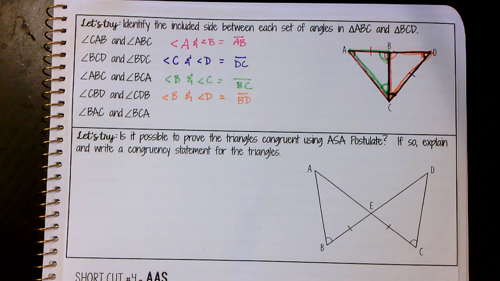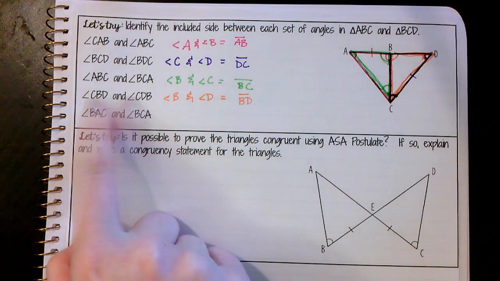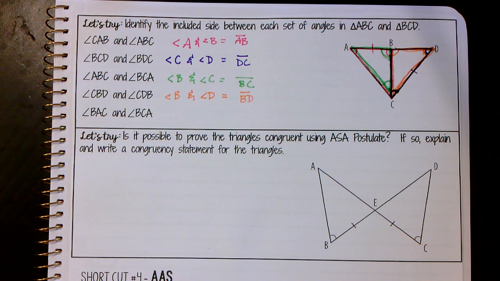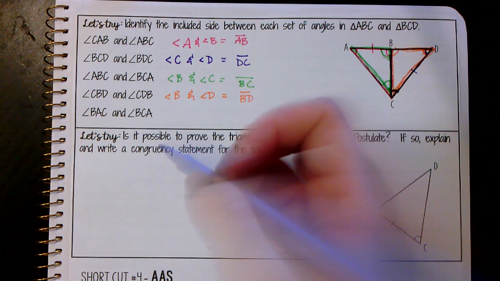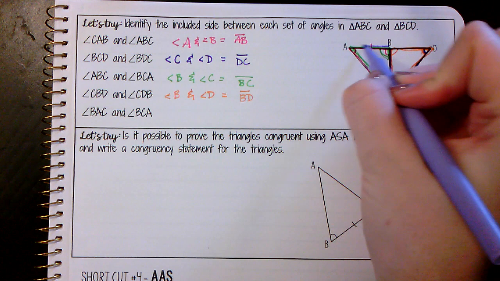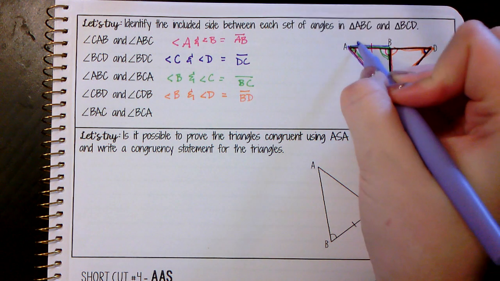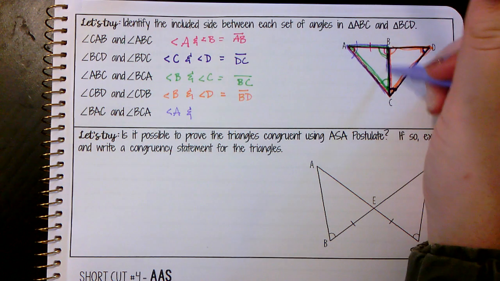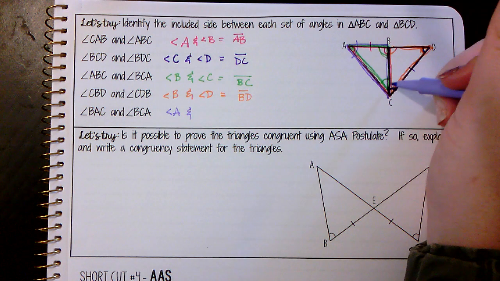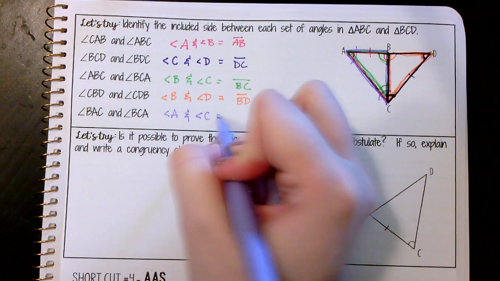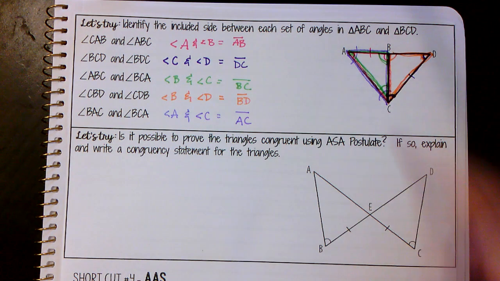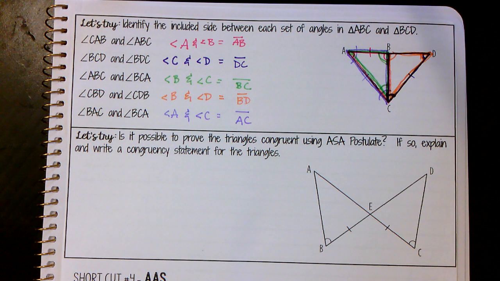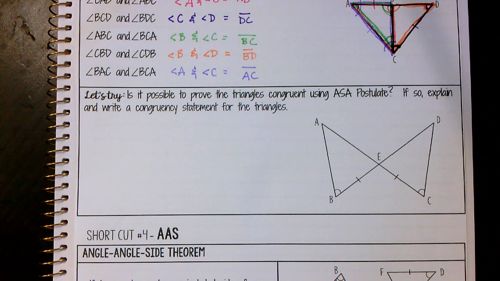The last one, what you'll find is that the two angles that these give us make that side because the side is in between those 2 points. And then the last one, BAC, that's angle A. And BCA, that's angle C. It's going to be side AC. So in between all of these angles is certain sides that match up with it. Now it wants us to try this postulate on our own and see. So let's try it down here.